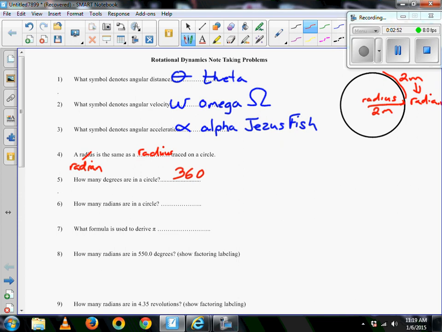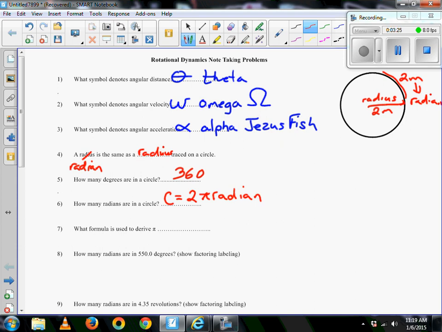How many radians are in a circle? Okay, let's talk about how you're going to remember that. If I ask you the formula for the circumference of a circle, that's not pi r squared, that's the area. What's the formula for the circumference of a circle? 2 pi r, right? But I just told you that r doesn't just stand for radius, it also stands for radians. So the answer to this is 2 pi radians. So the r in the formula stands for radians. Same thing.